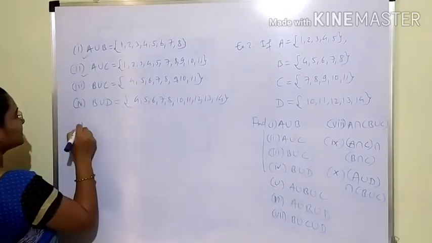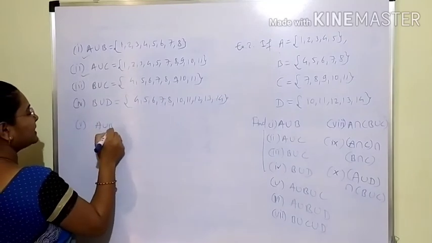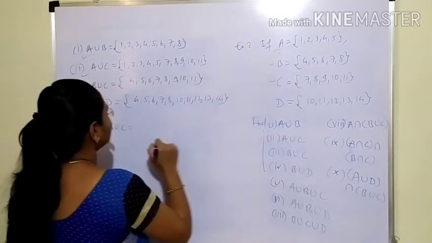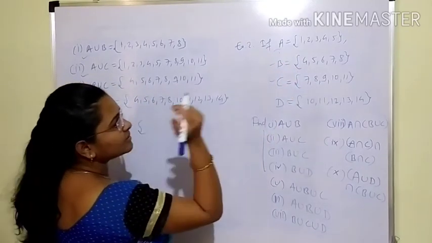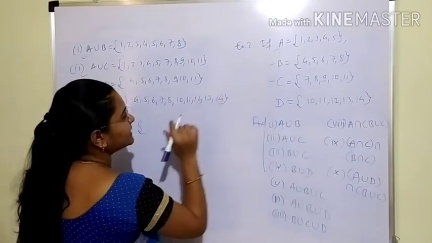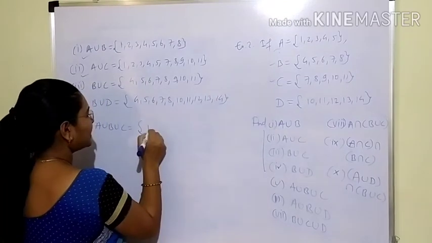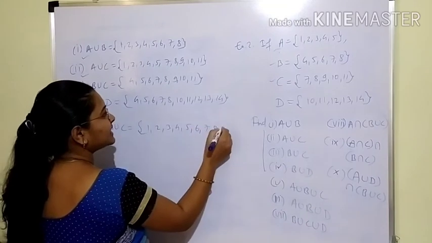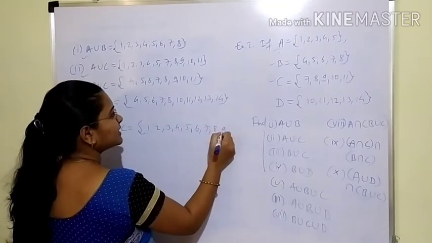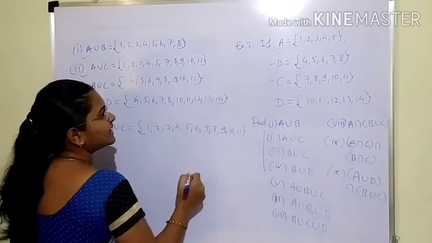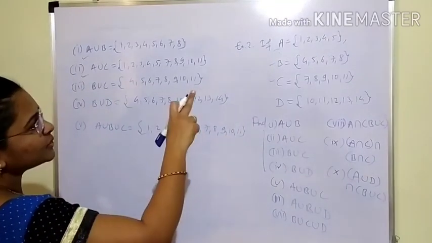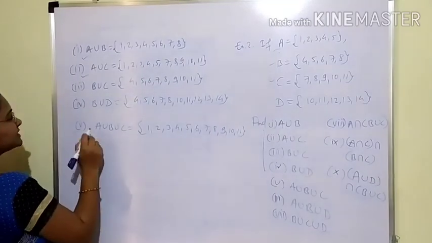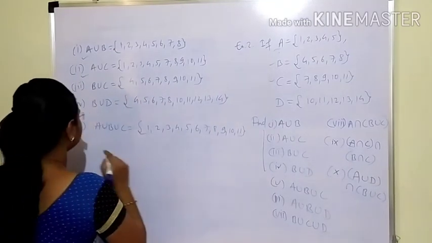Now fifth one, A union B union C. Here we have to write all elements from A, B, C, and will not write the common elements repeatedly. 1, 2, 3, 4, 5, 6, 7, 8, 9, 10, 11. Here we have written all elements 1 to 11. Okay. So this set is union of three sets.